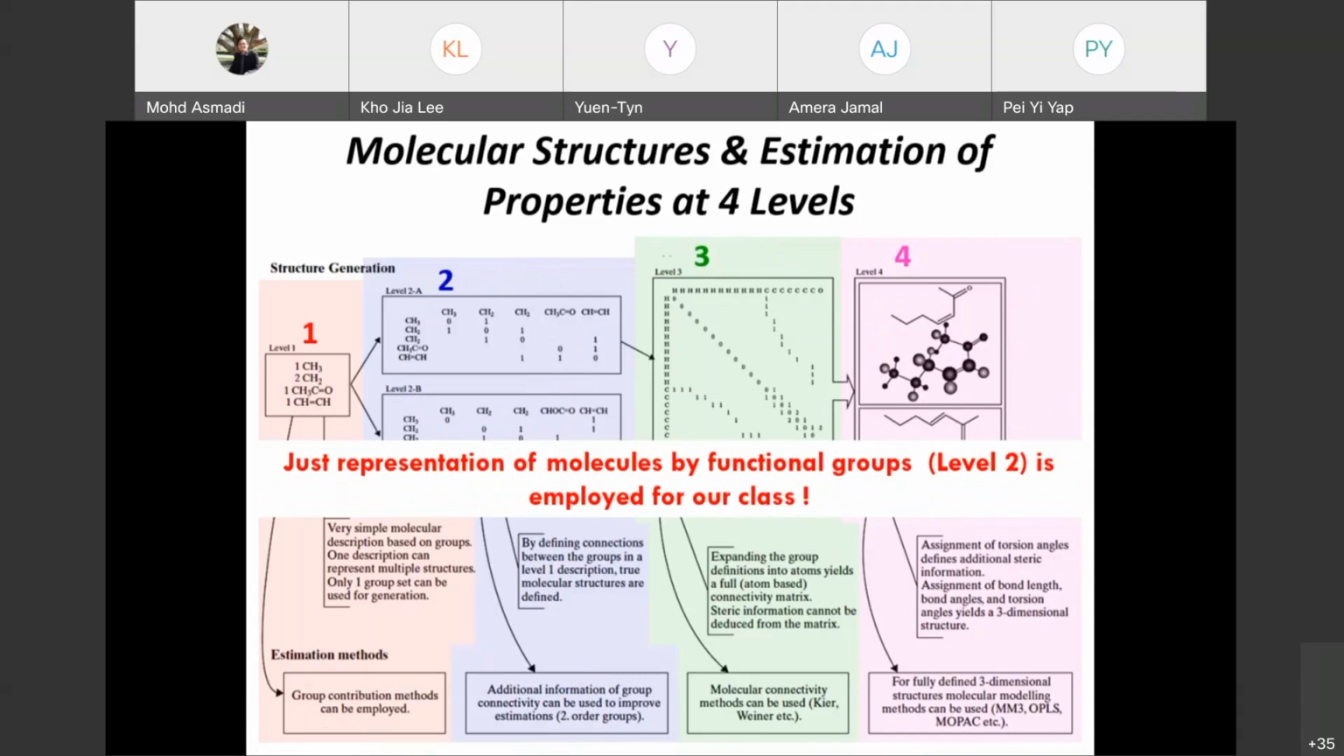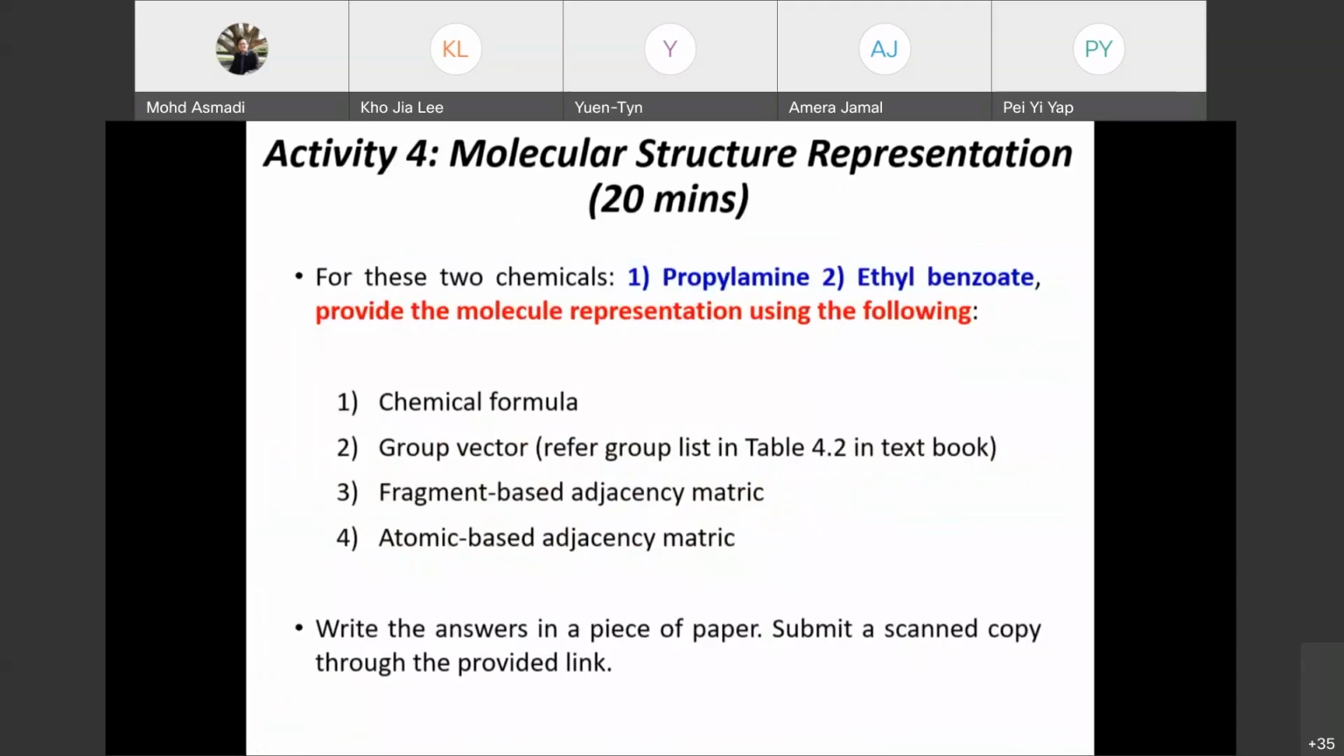I think all of you already understand the fragment-based matrix and the atom-based matrix. So please take one paper and do this activity, activity 4. For propylamine and ethyl benzoate, you choose only propylamine. Provide the molecular representation using the chemical formula and group vector. If you have a textbook, please refer to table 4.2.